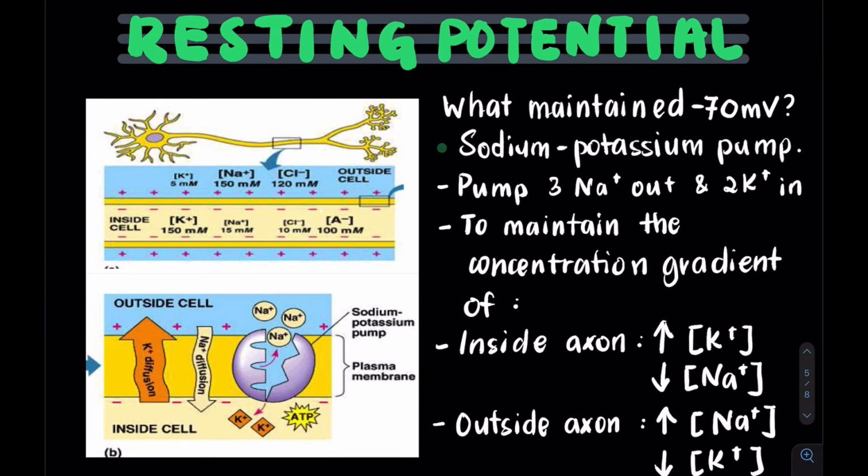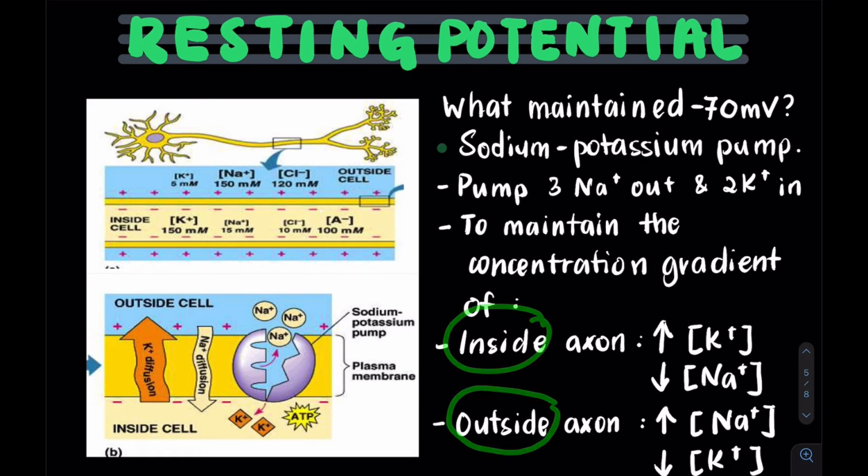Next is the sodium-potassium pump. The sodium-potassium pump will pump 3 sodium out of the axon and 2 potassium into the axon. This is to maintain the concentration gradient of ions inside and outside of the axon, where potassium ion concentration is higher inside the axon and sodium ion concentration is higher outside the axon.